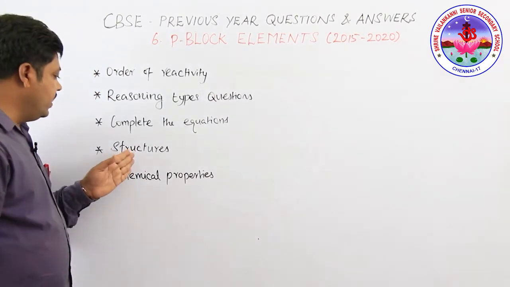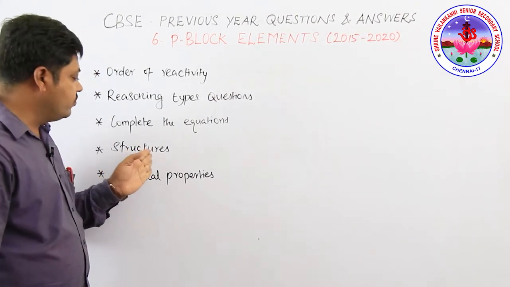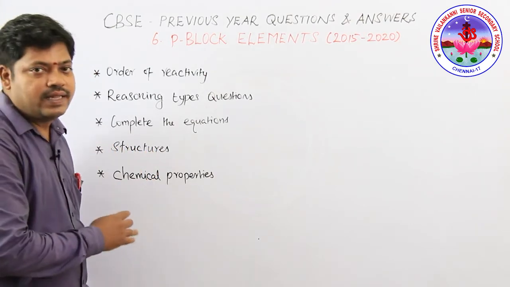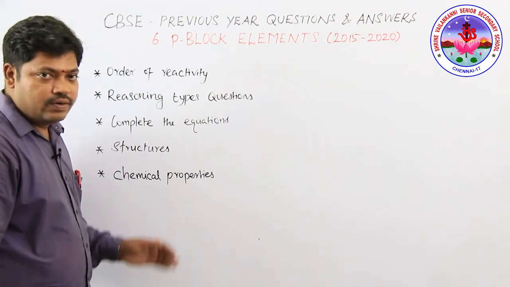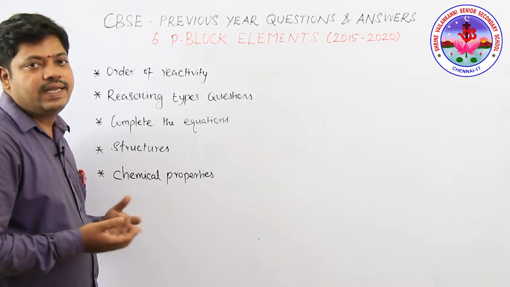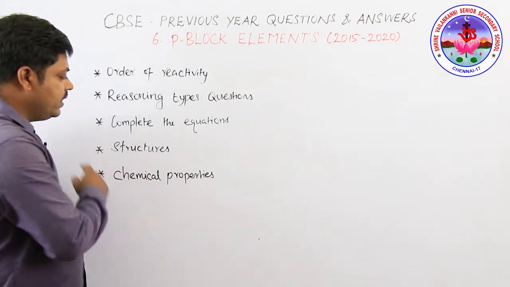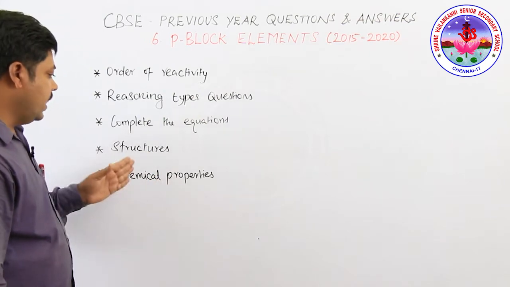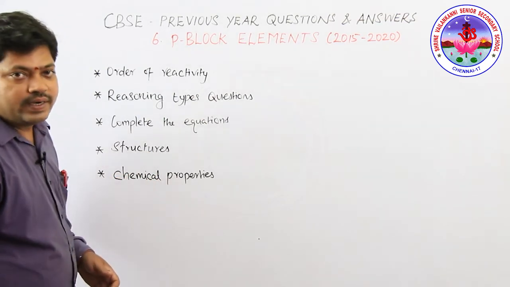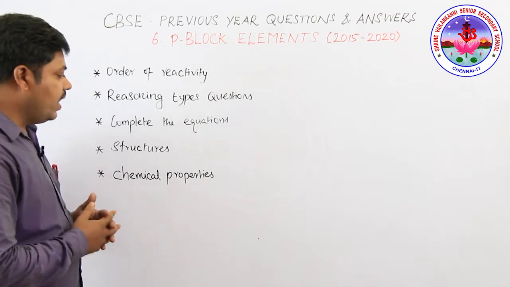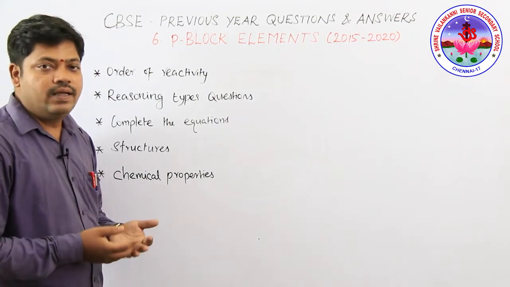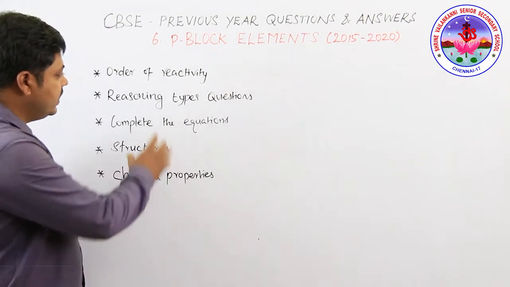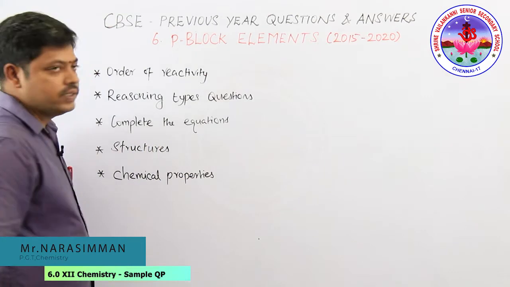After that, mainly the structures. The structures of the oxo acids of halogens, and many different types of structures are there in the P block elements, in group 15, 16, 17 and 18 elements. You have to remember these structures. That is a possible question. At least 2 mark questions will come from these types of structures. Then the chemical properties of the P block elements. The P block means group 15, group 16, group 17 and group 18 elements. If you concentrate on this part, you can score more marks in this lesson.